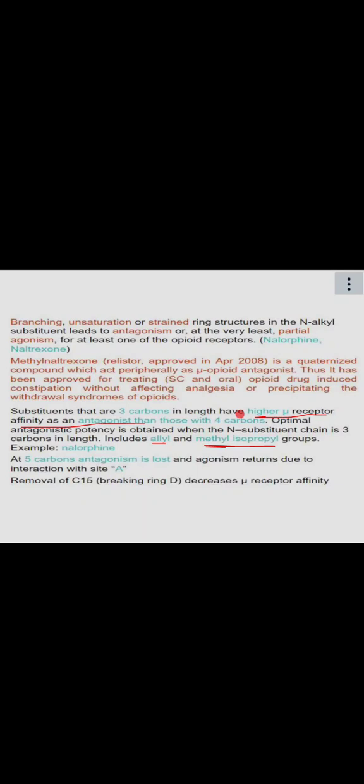We have said if we put a very big group, it will also interact with site A through hydrophobic interaction, and that gives better agonist activity. When you increase the size of this substituent at position number 17, you can also have an influence on the binding: as you increase between 3 and 5, you decrease the binding of that group to the receptor, and therefore you encourage antagonistic activity.